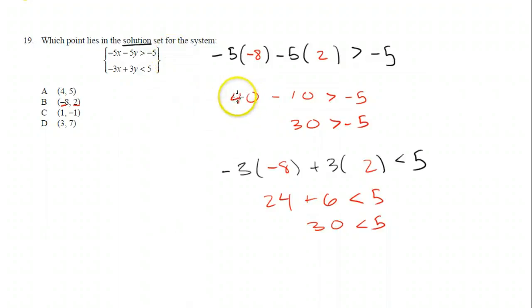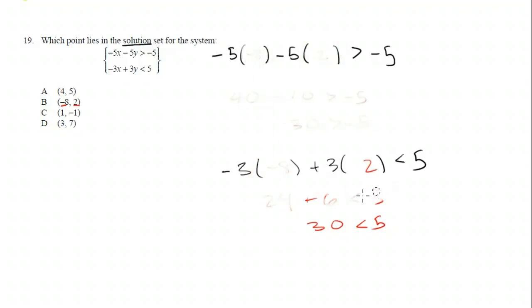So now we have to do the same thing again. So this time we'll erase this again, and this time we're going to plug in 1 and negative 1. So we know it's not A, we know it's not B, so we'll move on to the next one. And so subbing that next one in, I'm going to try 1 and negative 1. So I'll put a 1 in for x, negative 1 for y.